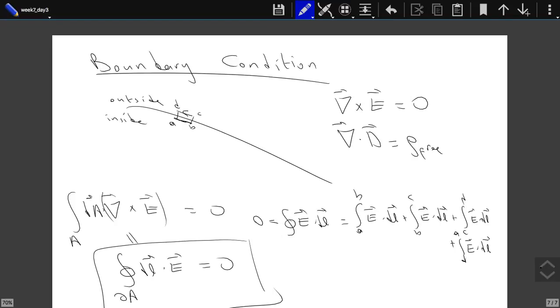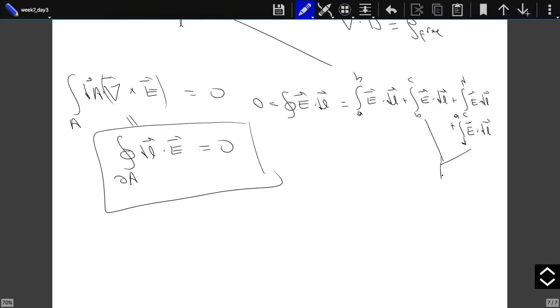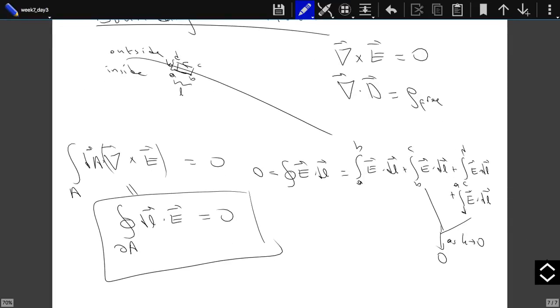Let me give some names. Let me call this length L and this length K. So this one and this one, they both go to 0 as K goes to 0. Because as K goes to 0, both sides can still stay on the different sides of my surface. That is why I can easily set K to 0.